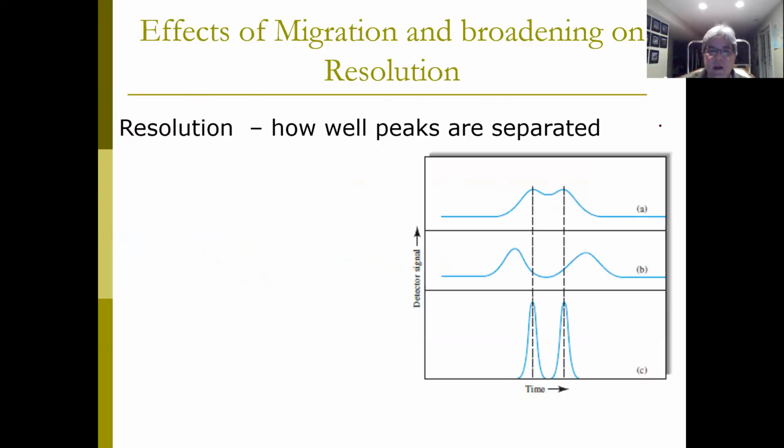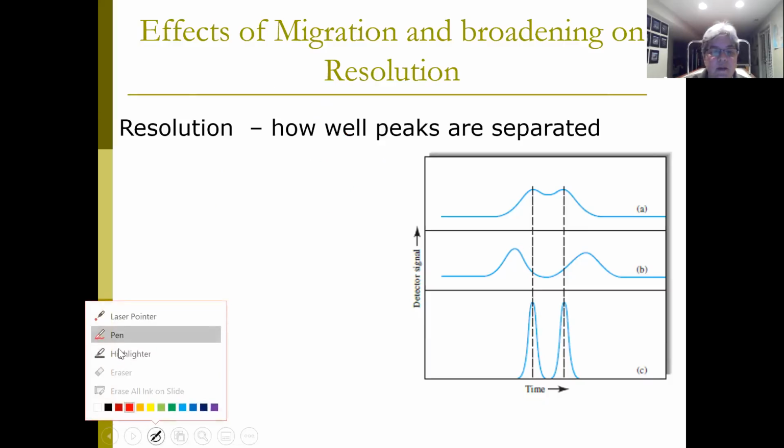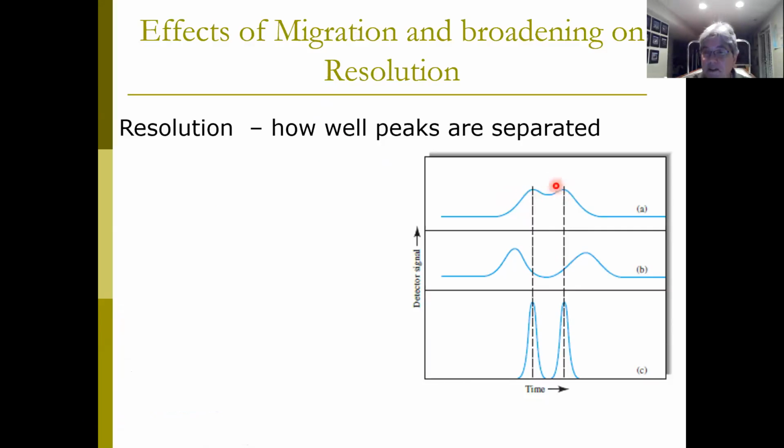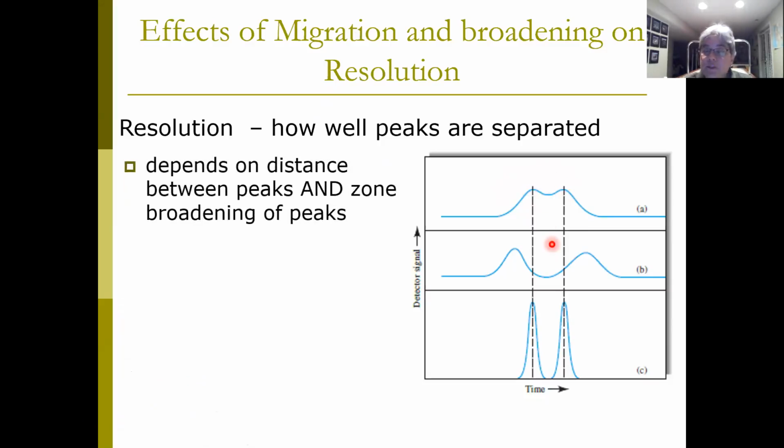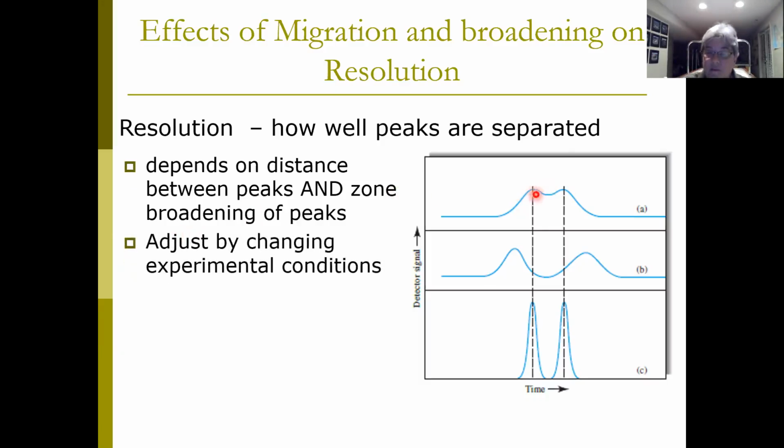One other term we need to talk about is this idea of resolution. Resolution is how well separated the peaks are. If you look at this top picture A, you can clearly see that these two peaks are not well separated. They're together. So we would say the resolution is poor. Resolution depends on two things. It depends on how far apart these two peaks are, and it depends on broadening, how broad these peaks are.